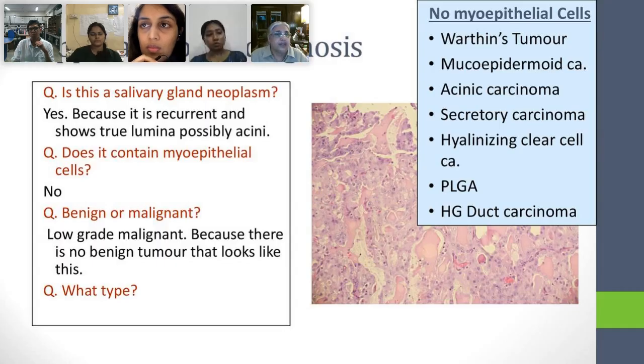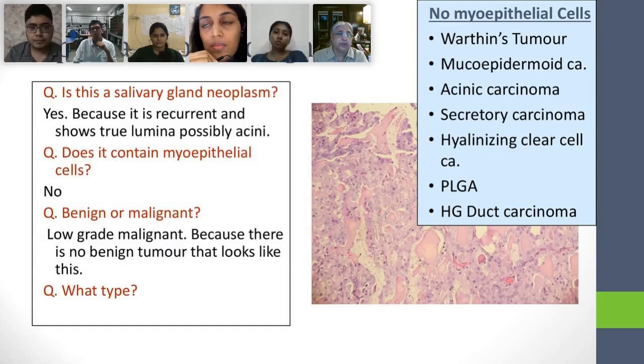And now we have already said that we don't see any myoepithelial cells. So you don't even have to think of the tumors that have myoepithelial cells. And what are these? Tumors without myoepithelial cells, you know the list: Warthins, mucoepidermoid, acinic, secretory, hyalinizing clear cell, PLGA, and high-grade duct carcinoma. We know it's not high-grade, so high-grade duct carcinoma is out. So now when you pick, it can't be a Warthin tumor. Oncocytic cells are not there. Is it mucoepidermoid? No, you didn't see any individual cell mucin and there was no epidermoid.